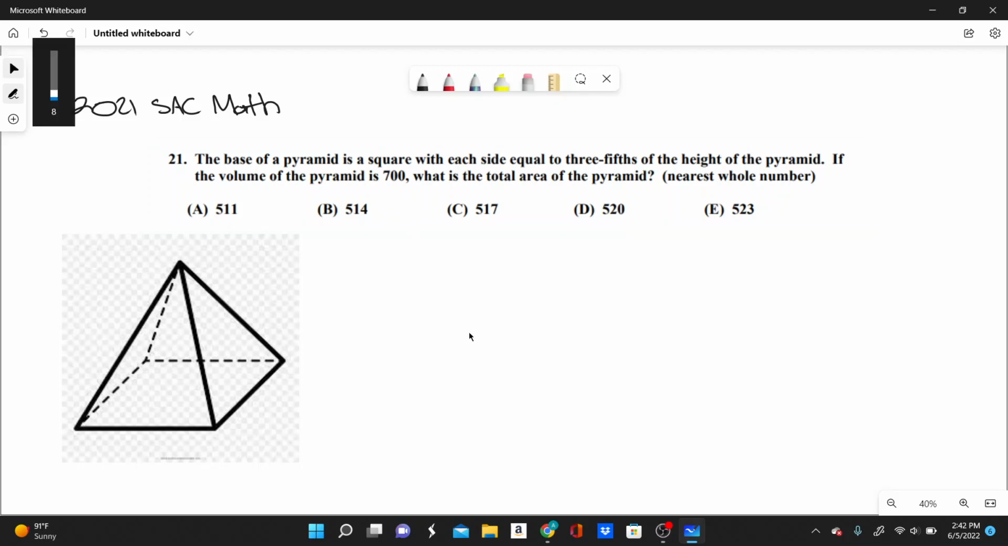Number 21. The base of a pyramid is a square with each side equal to 3/5 of the height of the pyramid. If the volume of the pyramid is 700, what is the total area of the pyramid?